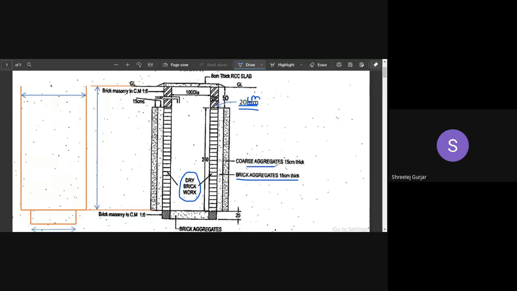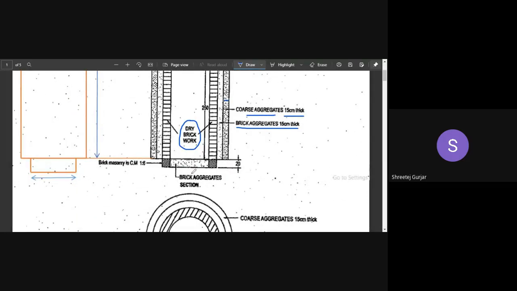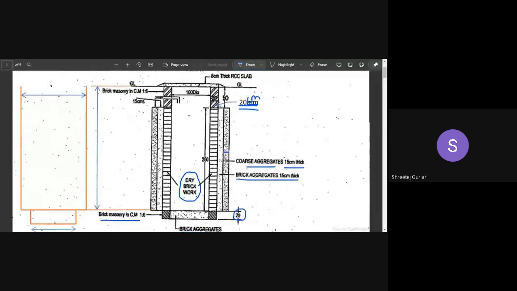Then the last layer we can see over here is the coarse aggregate layer. This layer is coarse aggregate layer of 15 centimeter thickness. Then at the bottom over here, you can observe again we have a brick aggregate layer of 20 centimeter thickness. Then surrounding that we have brick masonry work in cement mortar 1:6. So this brick masonry work, you can observe here cement mortar 1:6, and here both are same.